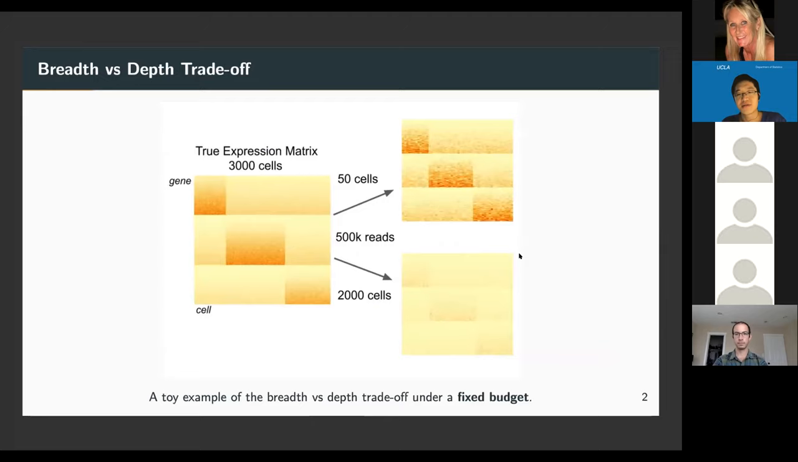we are usually under a fixed budget, which means that we have a fixed total amount of information that we can get. If you sequence more cells, it will mean that you have a low resolution picture for each cell. But if you sequence fewer cells, you have a high resolution for each cell, but you might not get enough cells from your sample, which means you might miss some cell types. So here is a toy example of this breadth versus depth trade-off under a fixed budget of 500K reads. In this particular toy example, we can see that sequencing fewer cells can actually give us a better result. But how to choose this number systematically, that's another question.